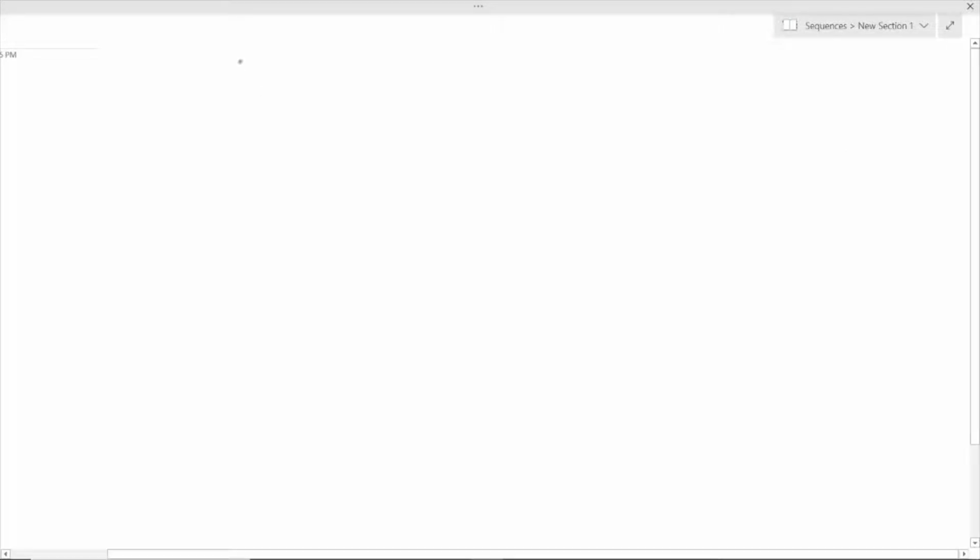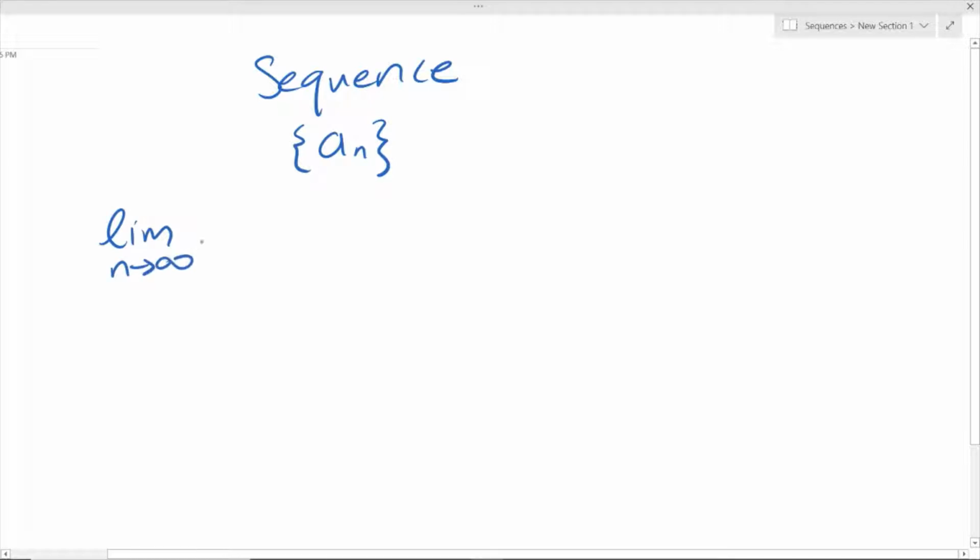Today I'm going to be talking about sequences, okay? So a sequence, and with a sequence, let's say a_n. We want to know if the sequence converges or diverges. And to do this, we have to look at the limit. So we evaluate the limit as n goes to infinity of a_n.